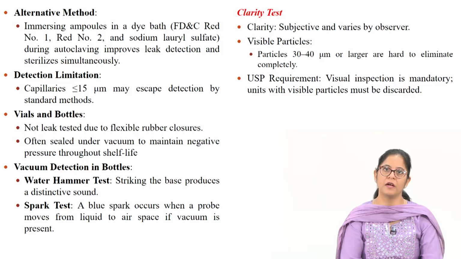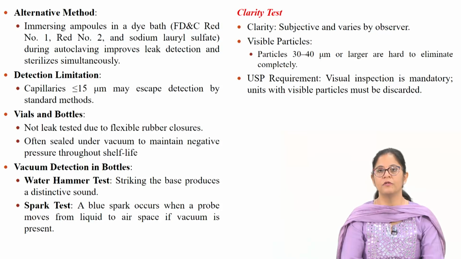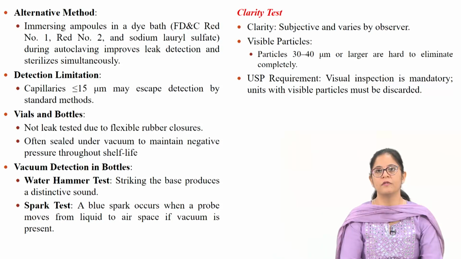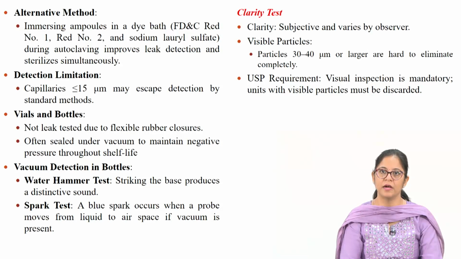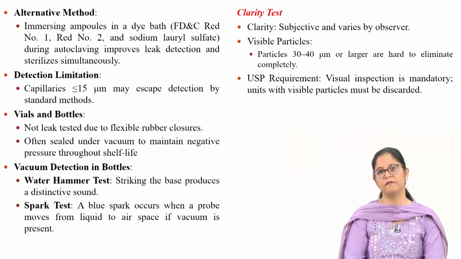An alternative method can also be used by immersing ampoules in a dye bath of red color 1, red color 2 and sodium lauryl sulfate during autoclaving, which helps in improving the leak detection, and it also sterilizes simultaneously. The detection limitation is that capillaries less than or equal to 15 micrometer may escape detection by standard methods. Vials and bottles have no leak test due to flexible rubber closures, and are often sealed under vacuum to maintain negative pressure throughout shelf life.